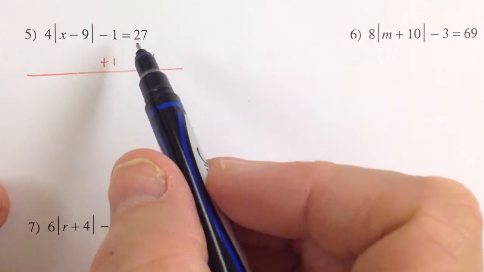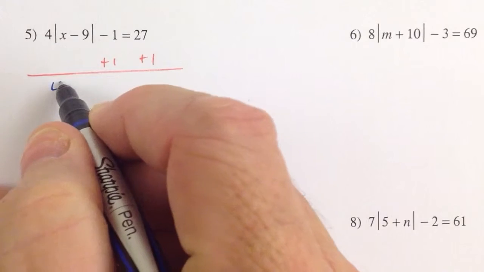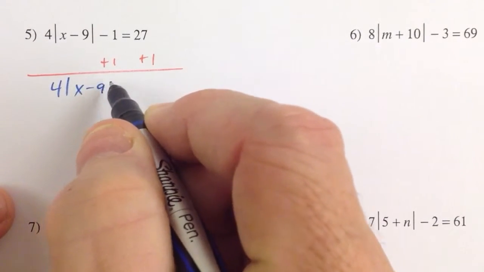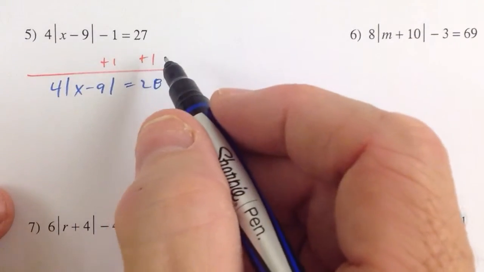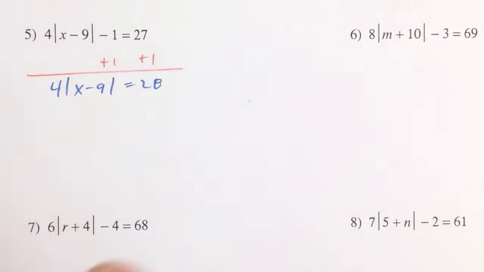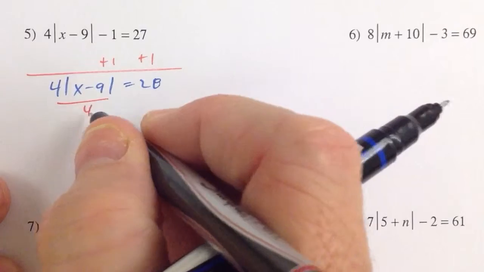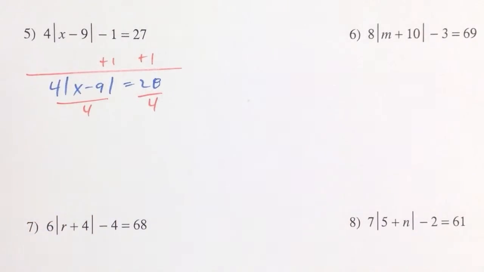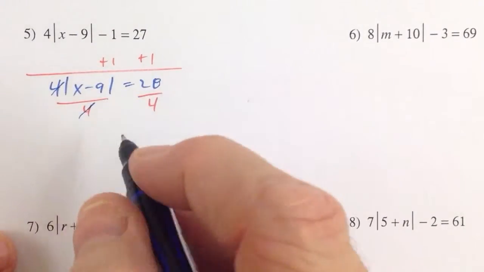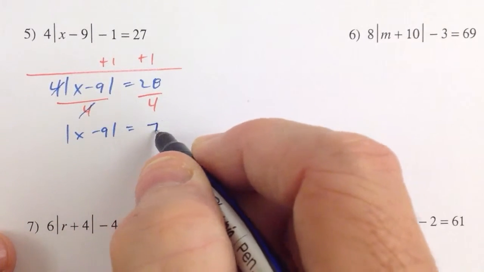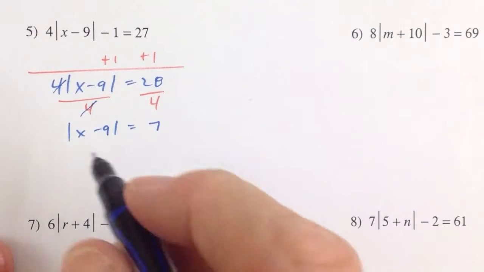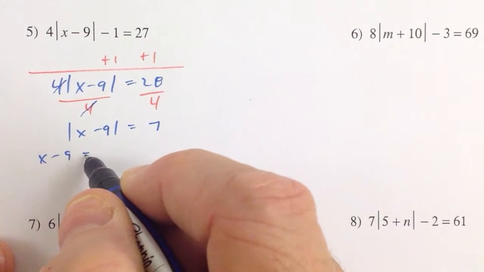Same with the 27 divided by 4. You don't want to get a fraction here. You want to try to avoid getting any fractions the best you can. And if we add 1 to both sides, we end up not getting any fractions at all, even when we divide both sides by 4 after that first step. So once we divide both sides by 4, we then get the absolute value of x minus 9 is equal to 28 divided by 4, which is 7, which then gets us back to the two equations.